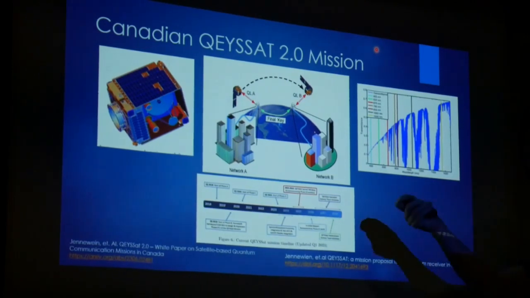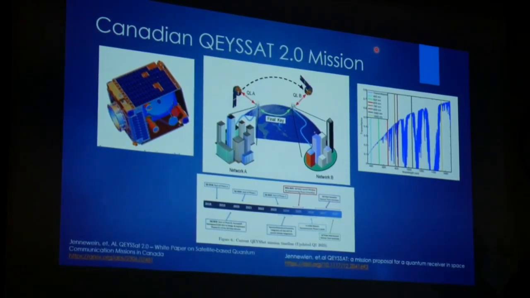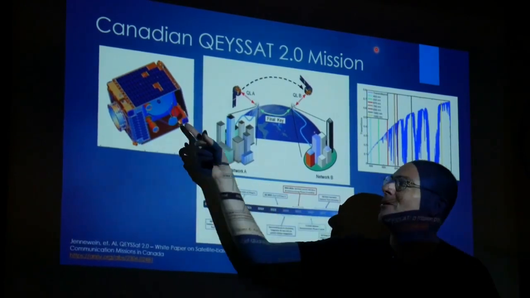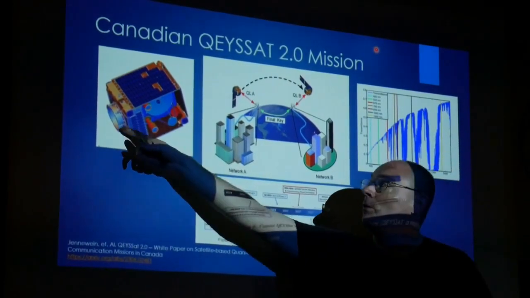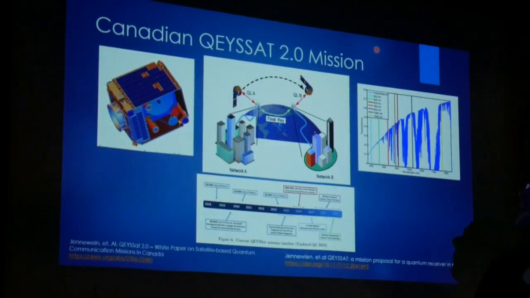Okay, this is the Canadian system. This is being driven by the University of Waterloo and the University of Toronto. It's called QEYSSat. This is the concept view of the payload itself, the optical system, the photomultiplier tube. This is the telescope up here, motors, and a few other things like that.